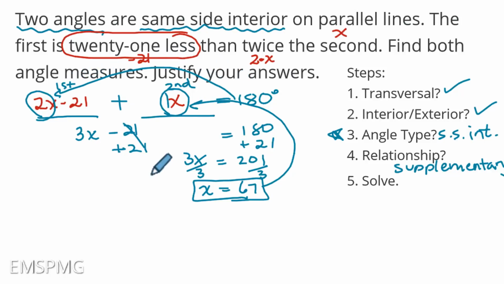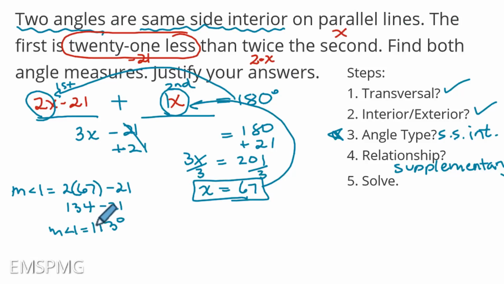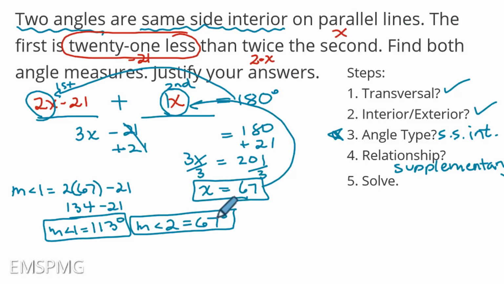Now my job is to take this information and plug it in to both the first and second angle. For my first angle, the measure of angle 1, I'm going to plug in 67 degrees and work this out. If I multiply 2 times 67, I get 134. Then take away 21. My final answer right here is going to be 113 degrees. The measure of angle 1 is 113. And I already know the second angle is just x by itself, so the measure of angle 2 is just 67 degrees.